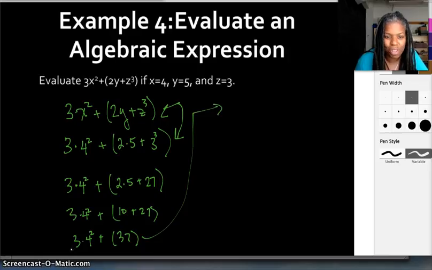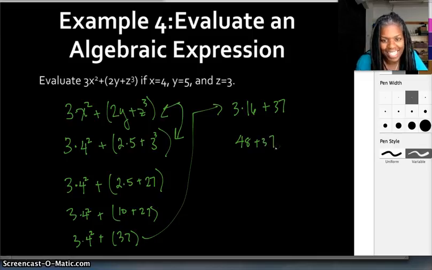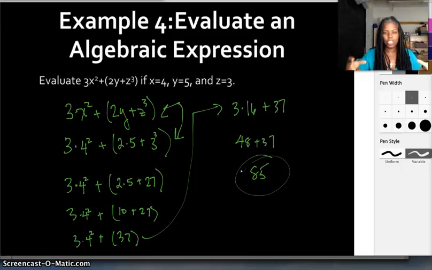Next, I've got to deal with the outside and what takes precedence. I've got multiplication, exponent, and I also have addition. The exponent takes precedence, so this becomes 3 times 16 plus 37. Multiplication is now important. 3 times 16 is going to be 48 plus 37. So now I'm going to add these guys together, and my answer is 85, if I'm not mistaken. All right, so we can evaluate algebraic expressions when we've got the ability to substitute, and I hope that felt good.